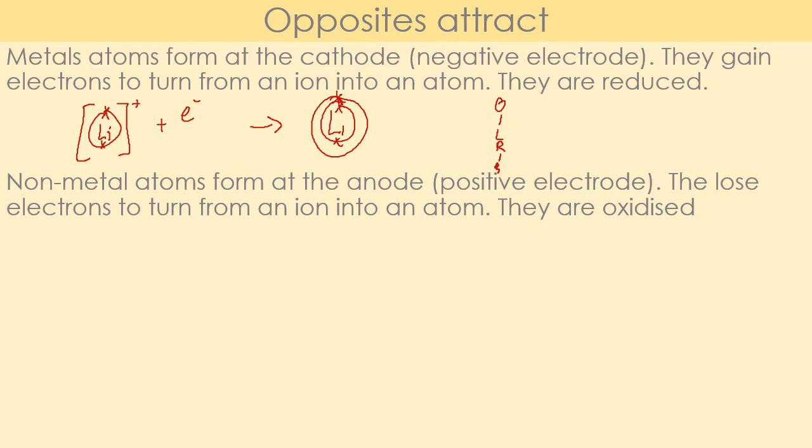And we see the same thing happening with any positive ion. It will gain an electron and turn into an atom. Now, our non-metal atoms will do the reverse. They will lose electrons to turn from an ion to an atom, and they've been oxidized. So if we have a look at that, we'll look at chlorine. I'm going to draw the outer shell. So we've got it. It's got a -1 charge. It will get to the positive electrode, and it will want to lose that electron.